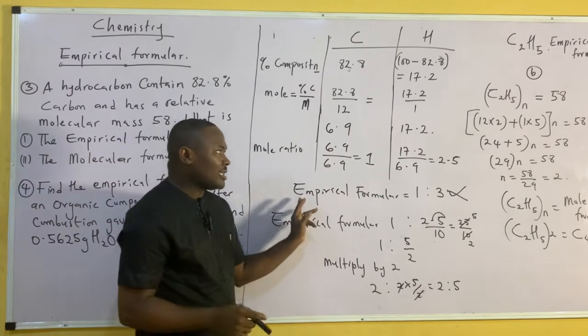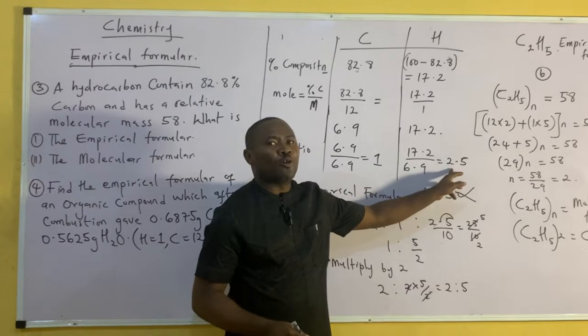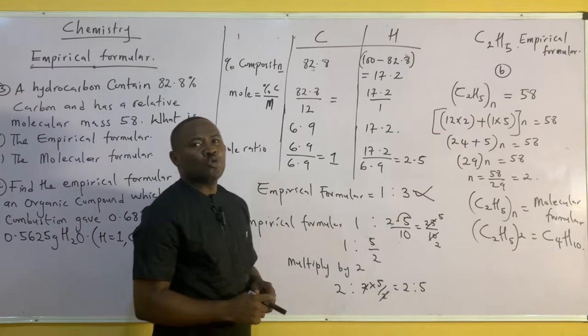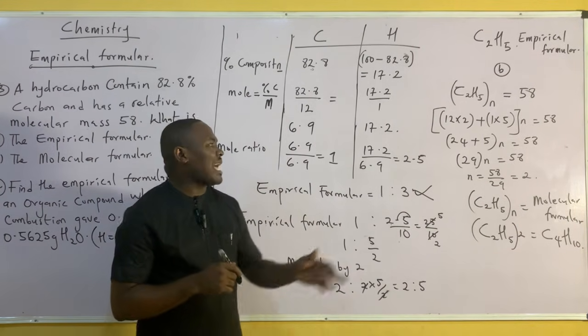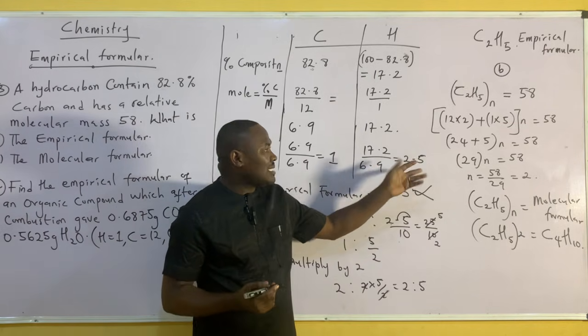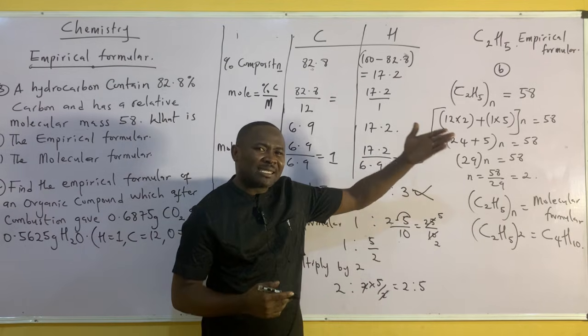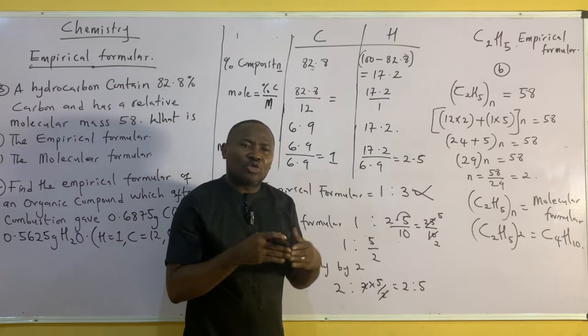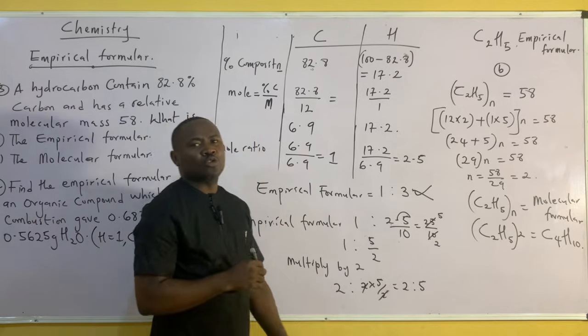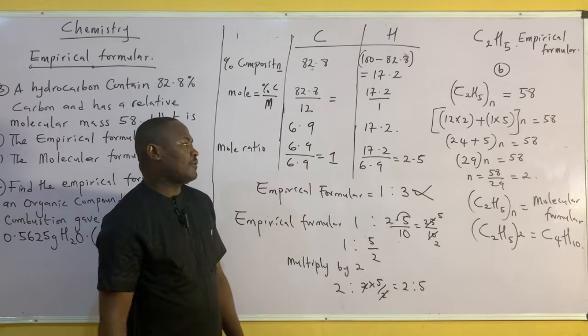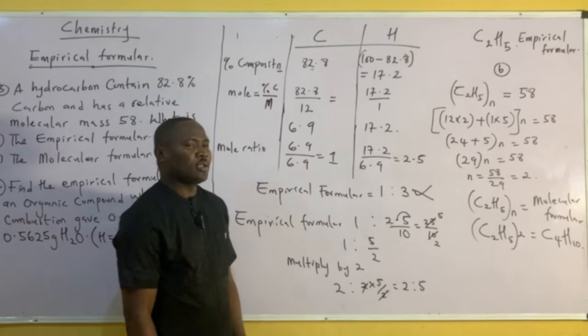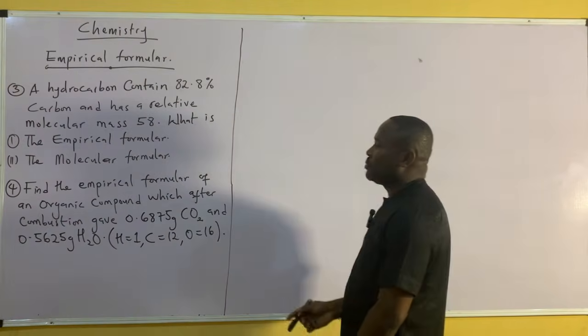Take note, we said it cannot be rounded off to the nearest whole number unless it is at least 2.9 or 2.89. The proximity must be very close to the nearest whole number before you can have the courage to approximate. Thank you. Now we will be looking at question number 4.